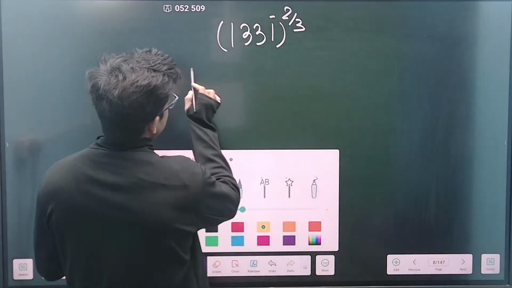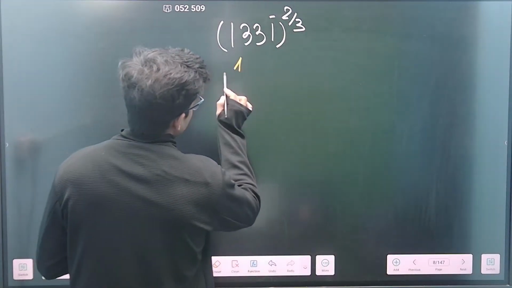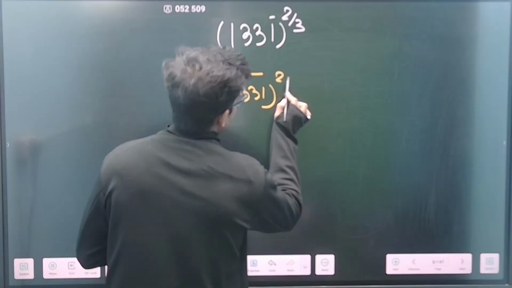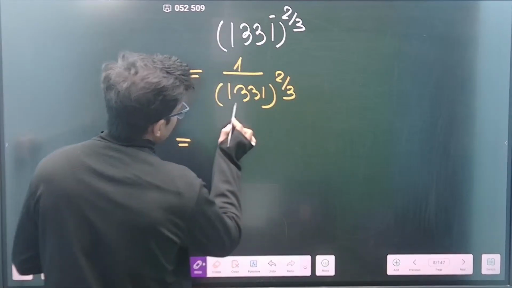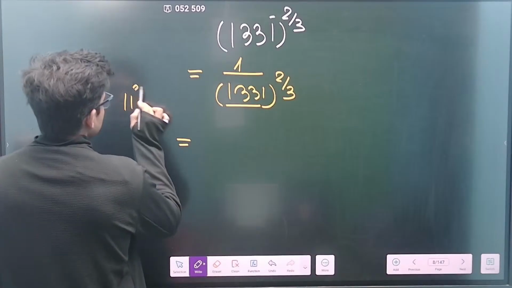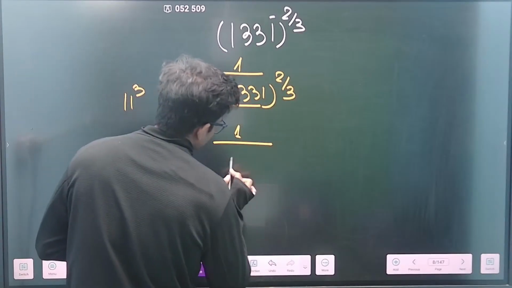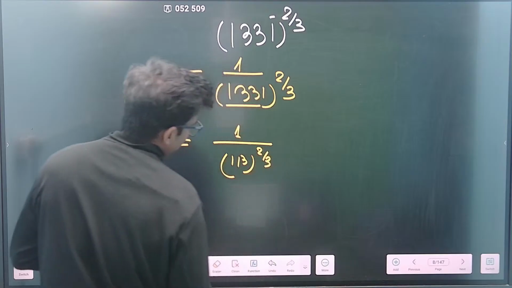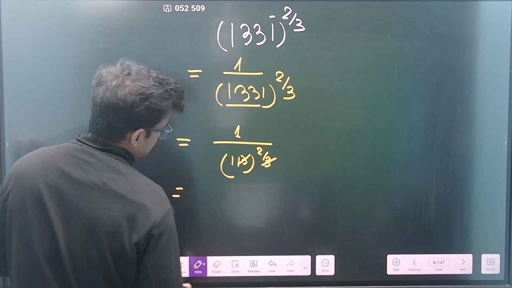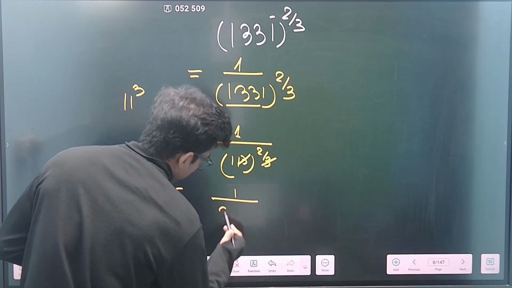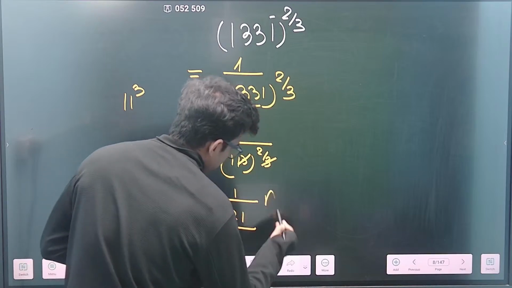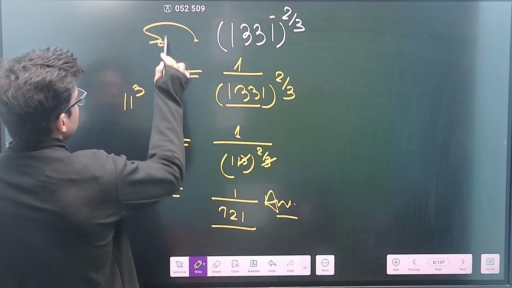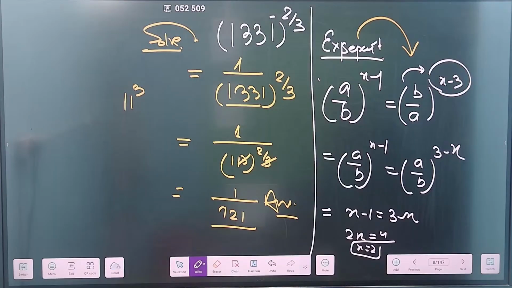See, first thing is that I need to make it positive. So I'll write 1 upon 1331 to the power 2 by 3. Now it's positive. Now I know that this number is 11 cube. So I'll write 1 upon 11 cube to the power bracket 2 by 3. Now this 3 will get cancelled out and this will become 1 upon 121, which is my answer. So the question is solved.